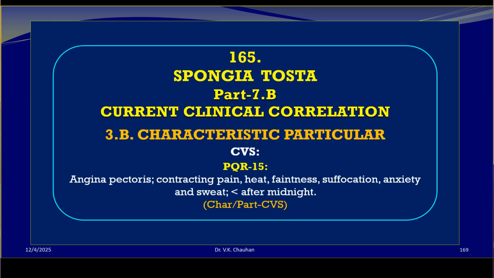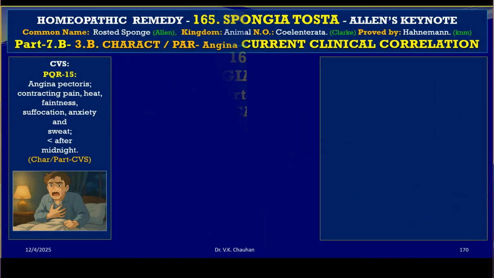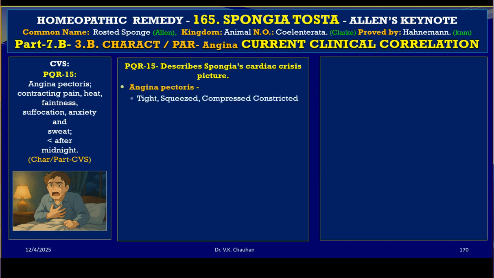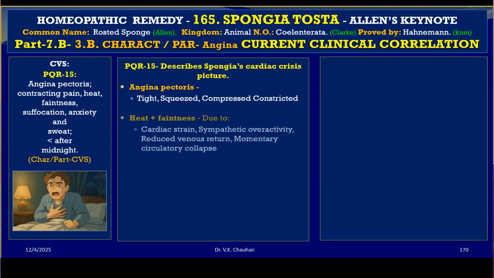Friends, we go to the CVS PQR15. Angina pectoris, contracting pain, heat, faintness, suffocation, anxiety and sweat, worse after midnight. This is a classical presentation of Spongia, and let us try to examine it. What we find here is Spongia's cardiac crisis picture. Angina is tight, squeezed, compressed, constriction, that kind of a feeling is there.